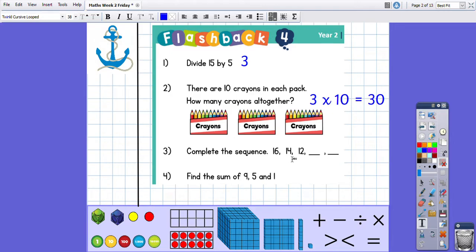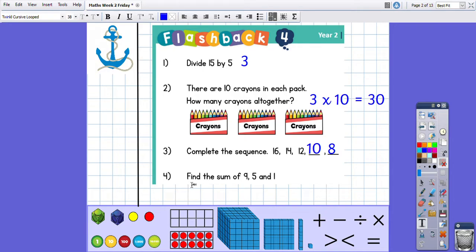Let me just check with 14 to 12. 14 in my head, 13, 12. It's going backwards in my 2 times table. So that next one will be 10, and then it will be 8. You can look at it backwards to see if it makes sense. So 8, 10, 12, 14, 16, and that would be the 2 times table, sorry.